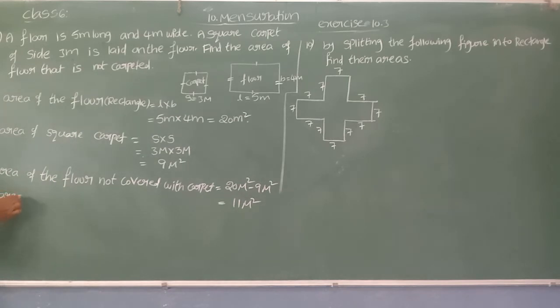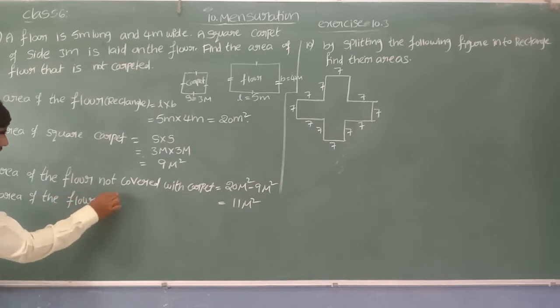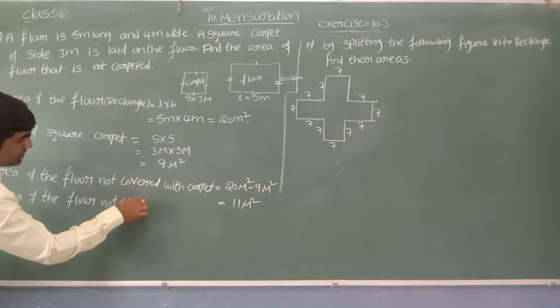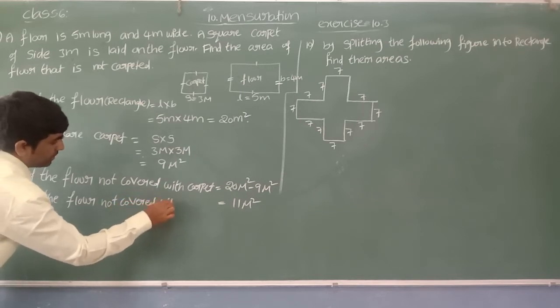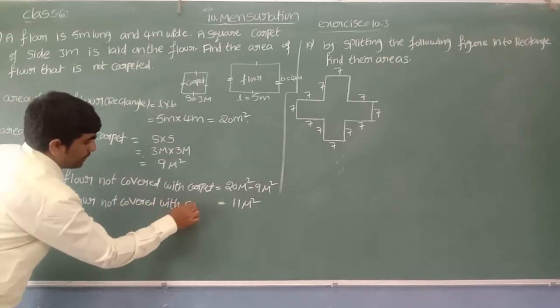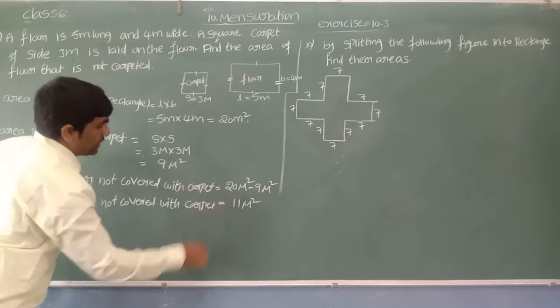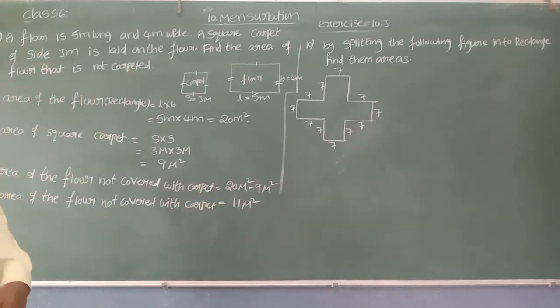Yes, so let me write here: area of the floor not covered with carpet is equal to how much? 11 square meters. Now let's see one more.